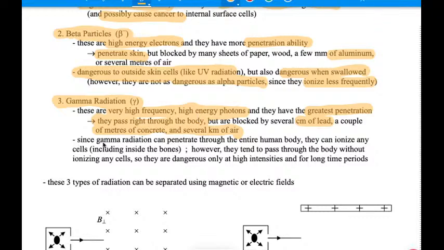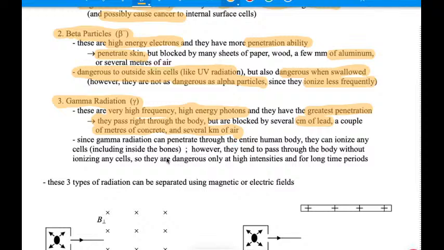So since it can penetrate through the entire human body, they can ionize any cells, right? Even inside the bones. They tend to pass through the body without ionizing any cells, so they're only dangerous at high intensities for long periods of time. So even though they can pass through and they are like being shot with tiny photons, unless you have a long exposure, chances are they won't ionize enough of your cells to cause permanent damage, right?